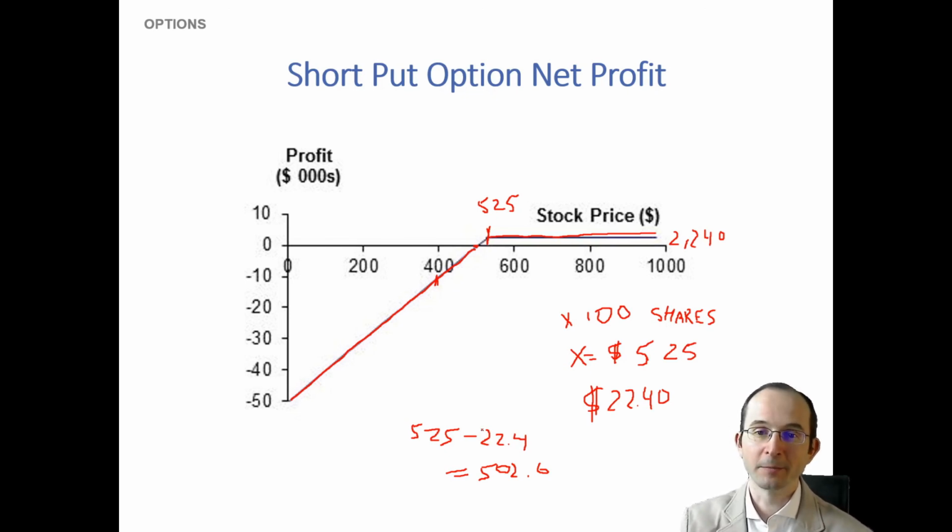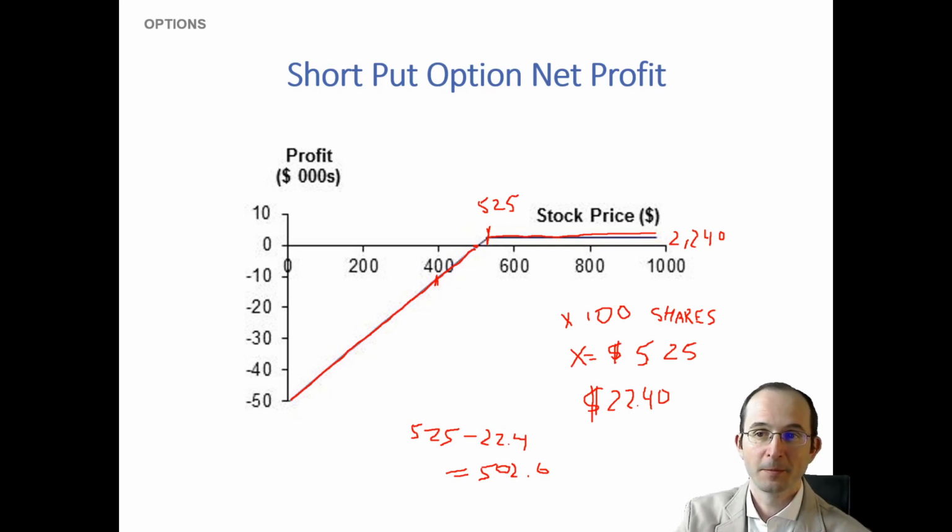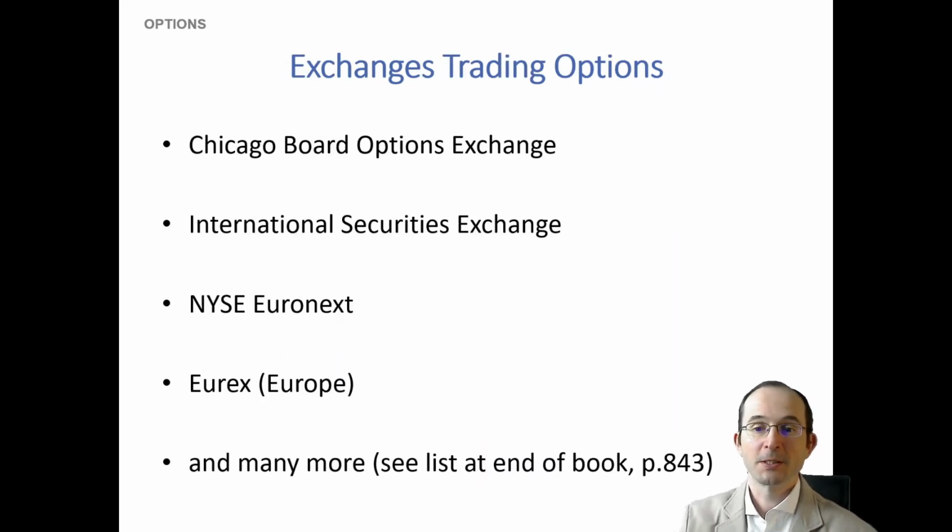But of course, you can then flip these, because remember, with all derivatives, the gain to one side is the loss to another. So you can then pretty easily infer what would be the payoff to the side that is short the call or the side that is long the put from these two diagrams. And just as there are very many exchanges trading futures, there are also many trading options. Again, they're at the end of the book. Options, futures, and other derivatives on page 843.